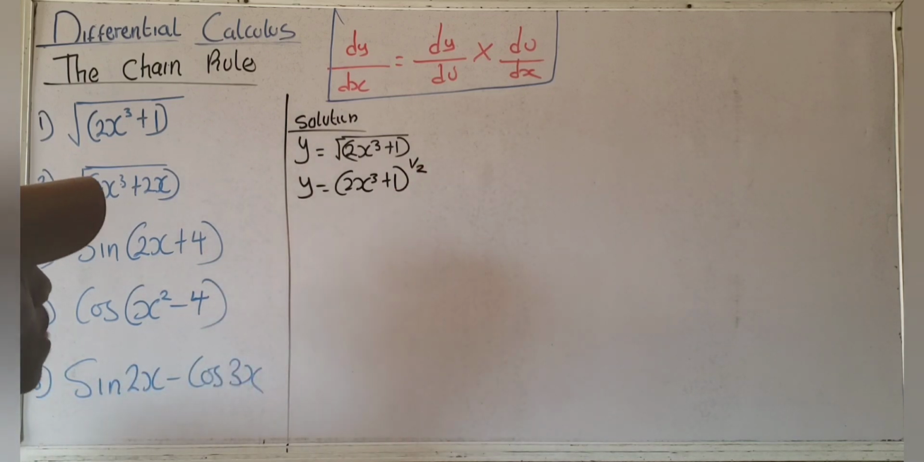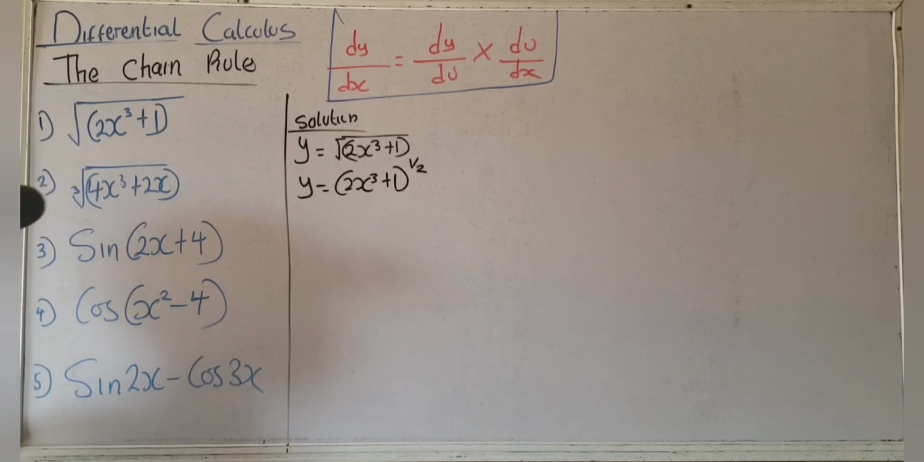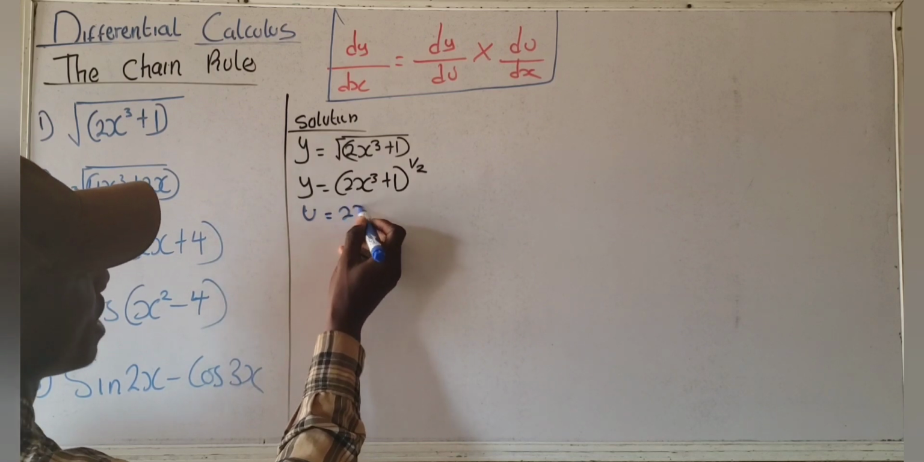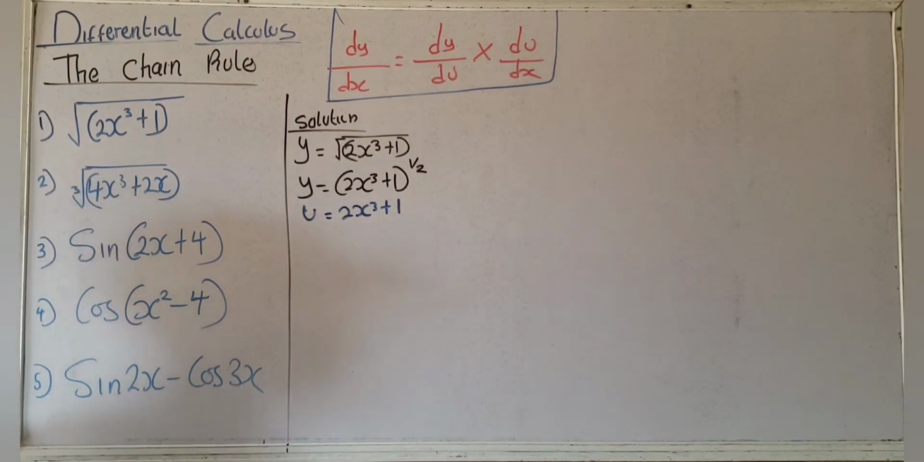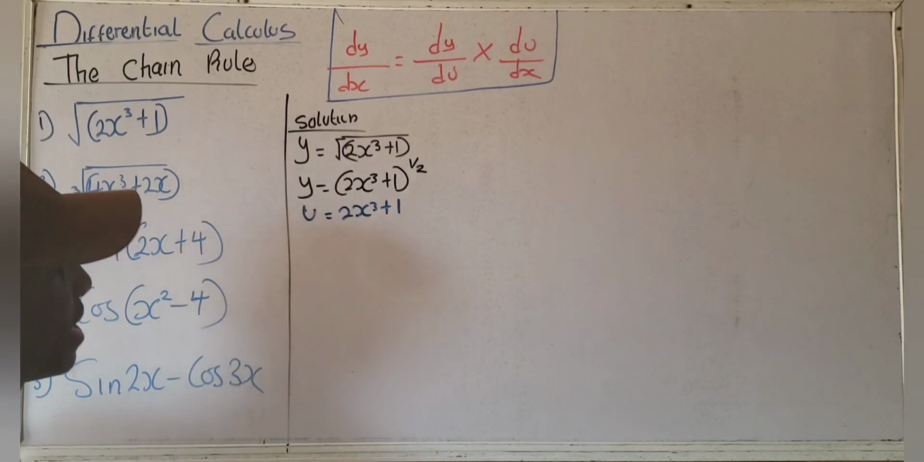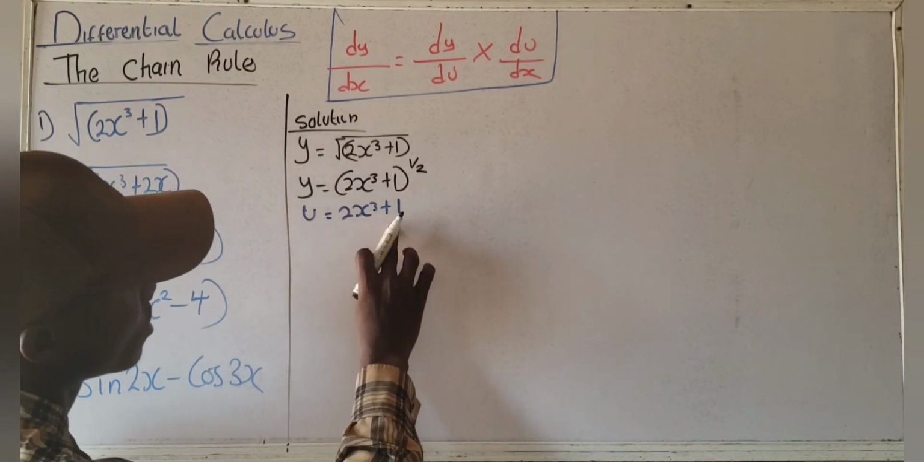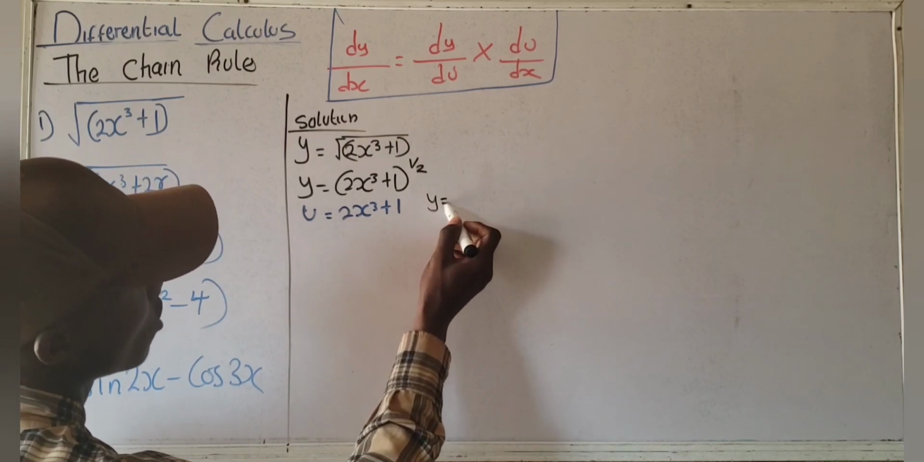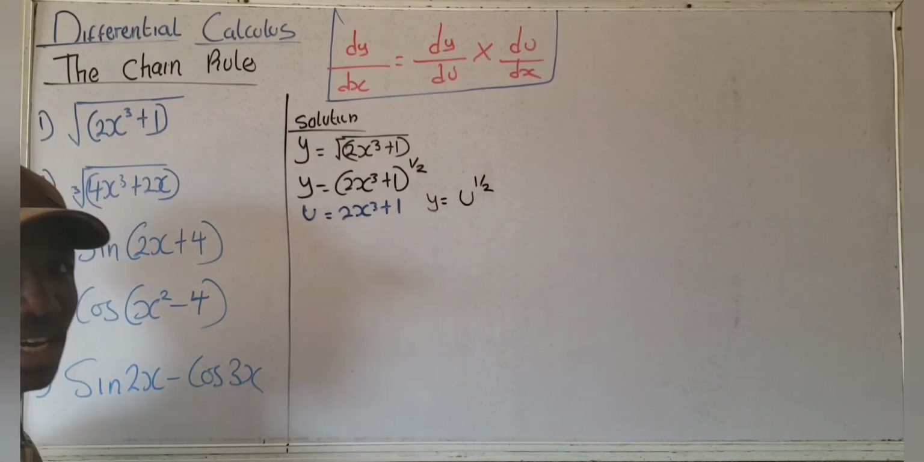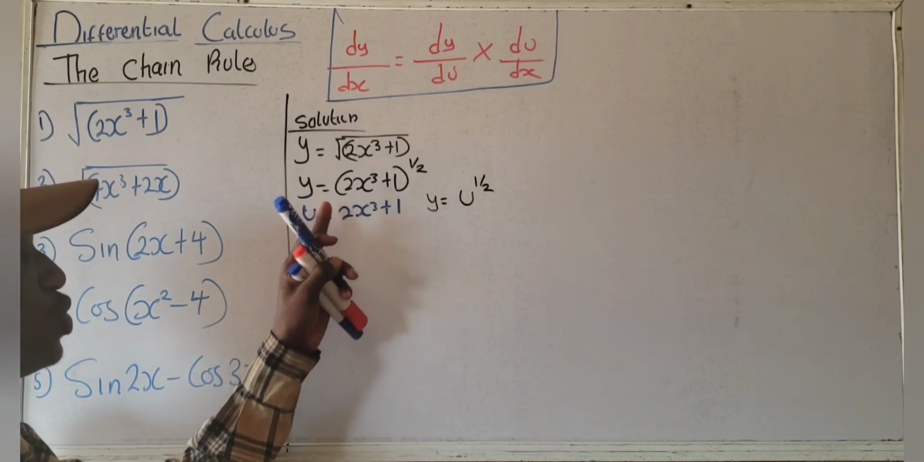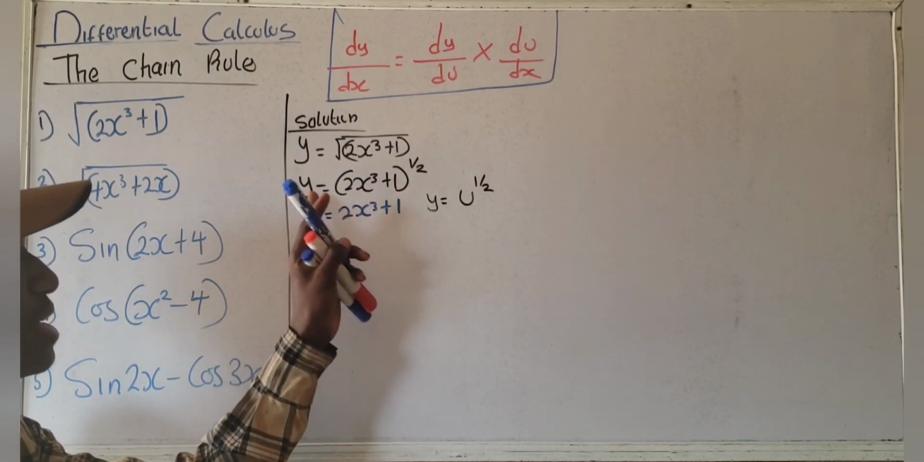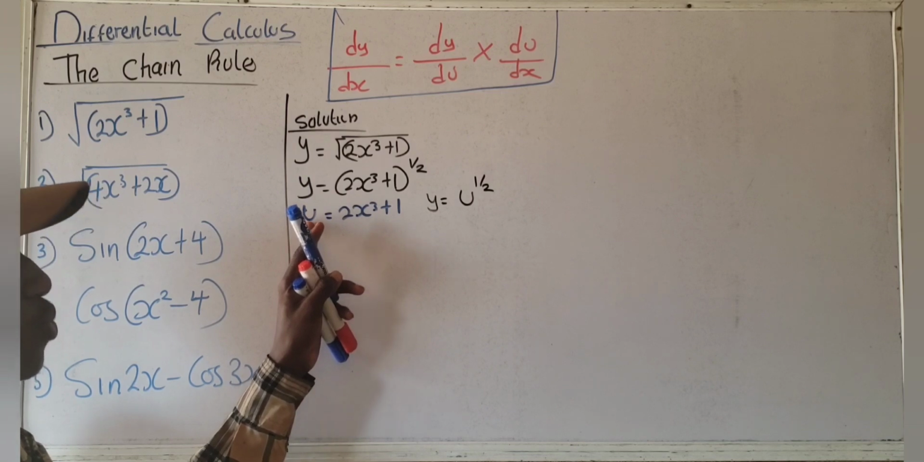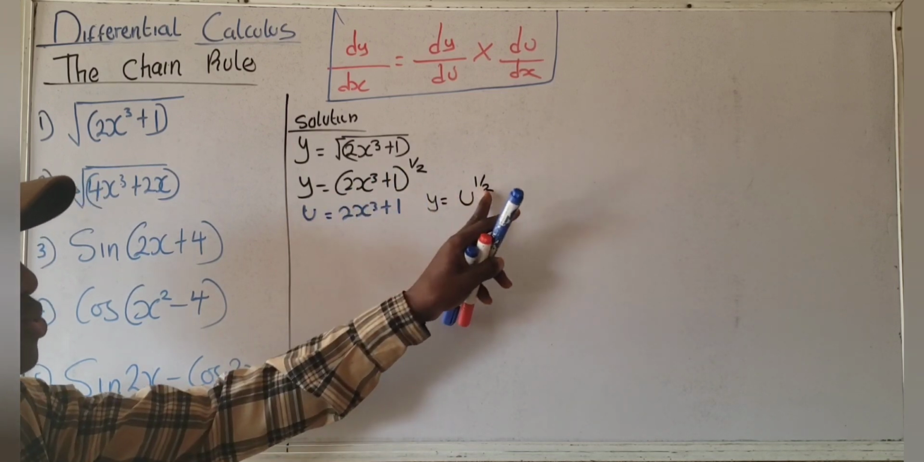Now, the next step is that you have to represent the inner function as u or any letter. In this case, I'm going to have u equals 2x raised to the power of 3 plus 1. The function inside the bracket is what we call the inner function. Because u equals 2x raised to the power of 3 plus 1, that means y will be equal to u raised to the power of 1 over 2. Because we've represented u as 2x raised to the power of 3 plus 1, y will be equal to 2x raised to the power of 3 plus 1 to the power of half.